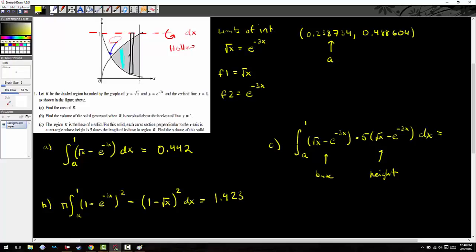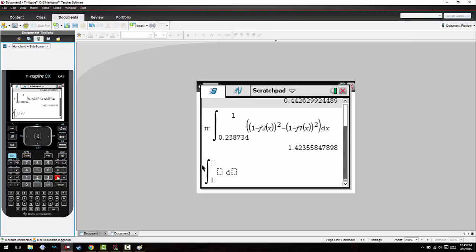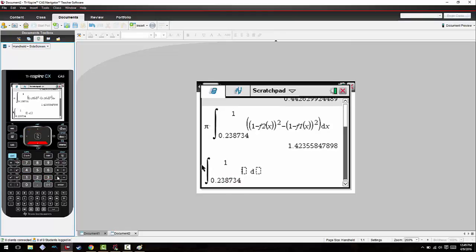Now, because it's all being multiplied, you could actually see this as rad x minus e to the negative 3x quantity squared times a 5. And in fact, to speed things up in the calculator, it might be easier to see it like that. So let's go ahead and do it. So I'm going to go Shift plus again. Again, my old friend, 0.238734 to 1. Notice I'm not putting pi out here. It's not going to go out there.